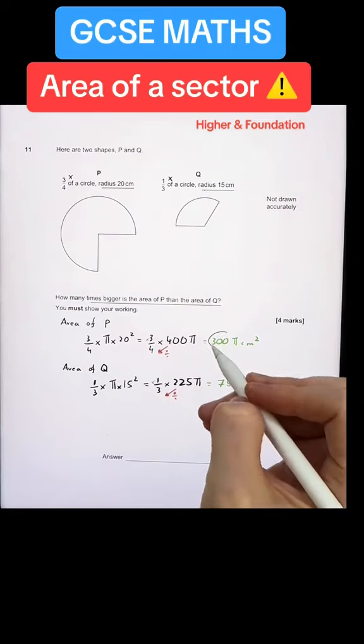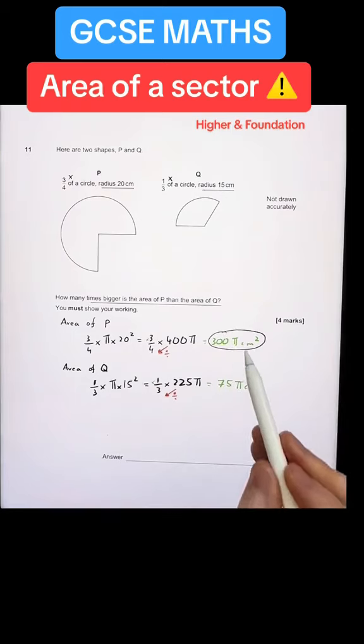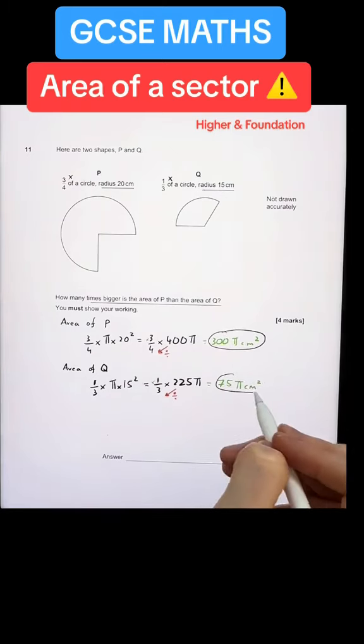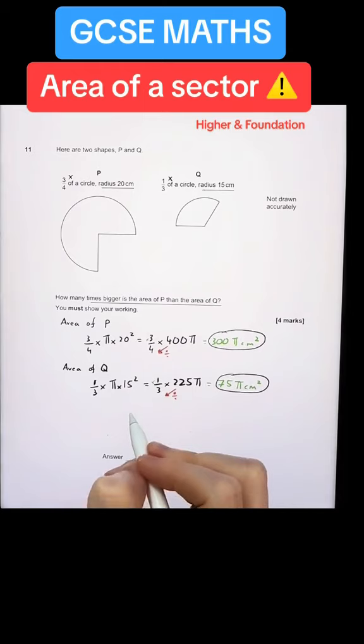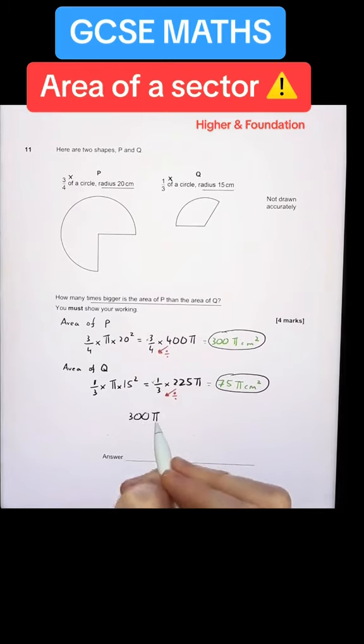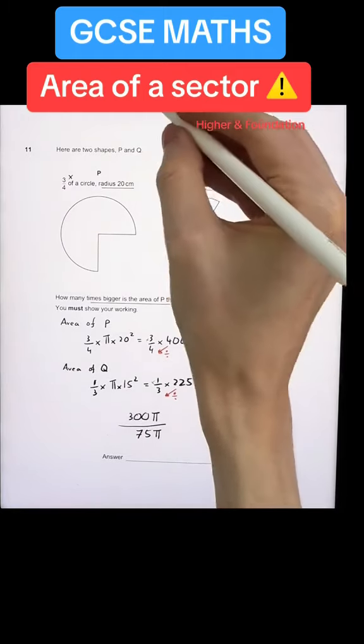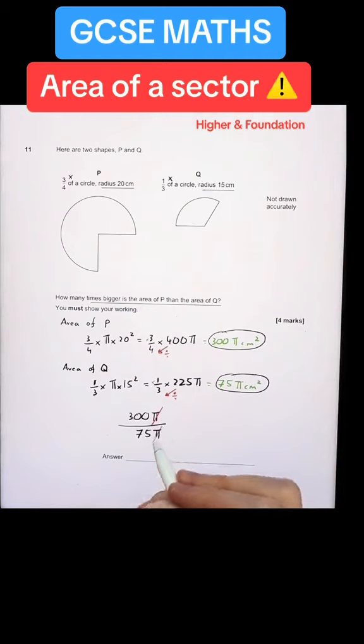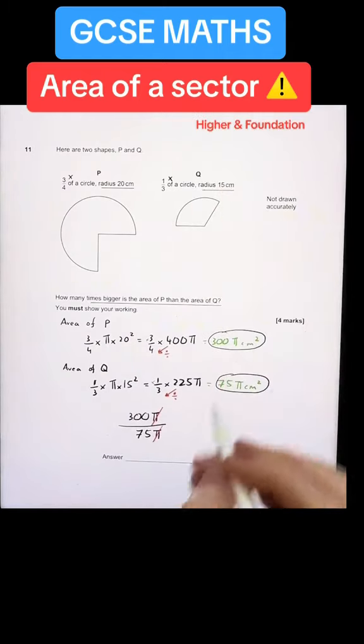As I want to work out how many times bigger the area of P is than the area of Q, all I'm going to do is divide my two areas, with the bigger one on the top. So the area of P is 300 pi. I'm now going to divide by the area of Q, which is 75 pi. As they both have pi, I can divide top and bottom by pi. And 300 divided by 75 will give us 4.